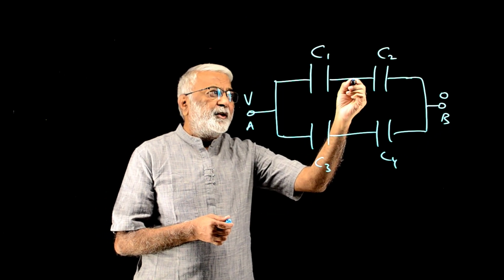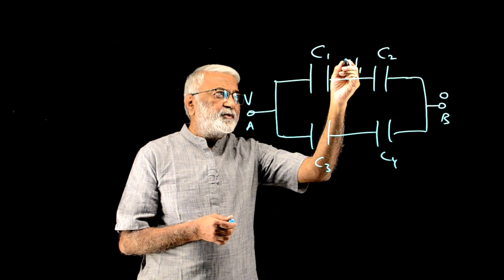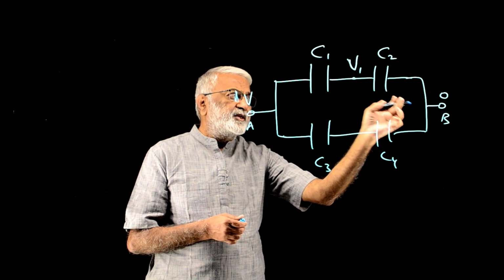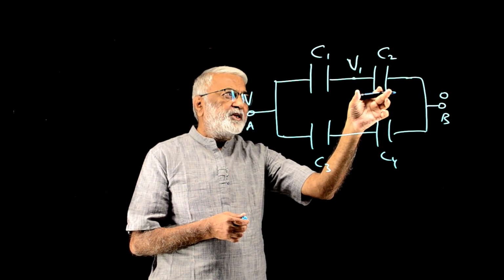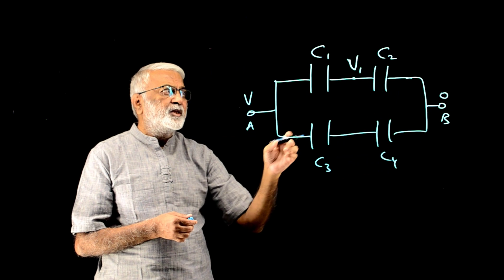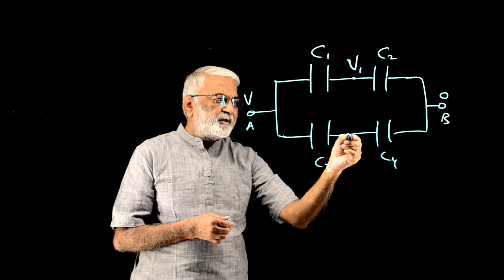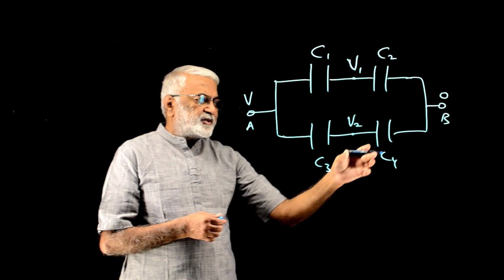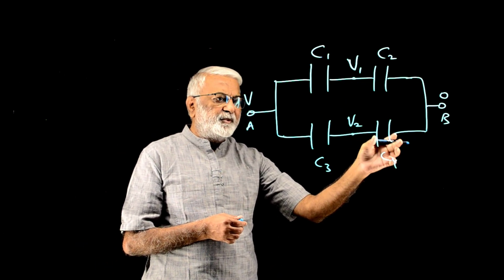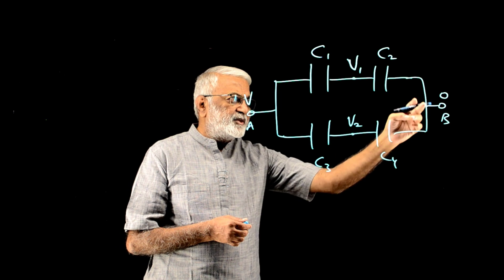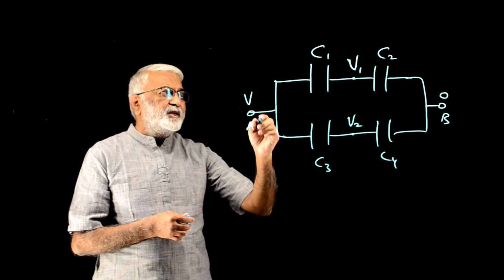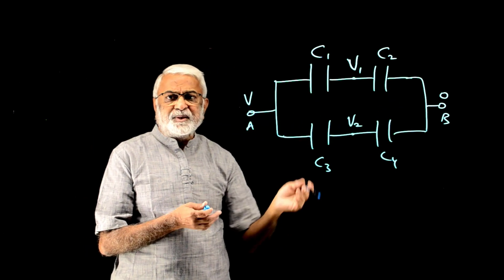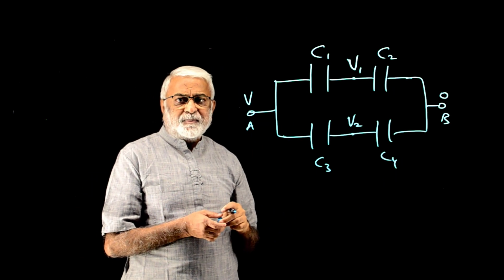I ask you what is the potential V1 at this point, that is the potential difference across C2. This end is at 0, so the potential difference across C2 would be the potential here. Similarly, if we call this V2, the potential difference across C4 would be the potential V2, because this is 0. Now, in a series connection, the potential difference will be in the inverse ratio of capacitances.